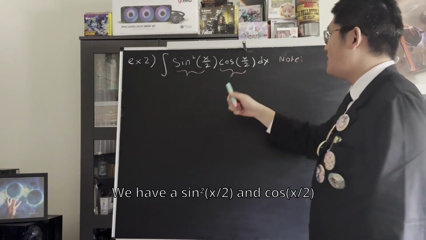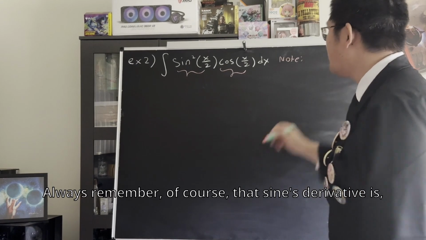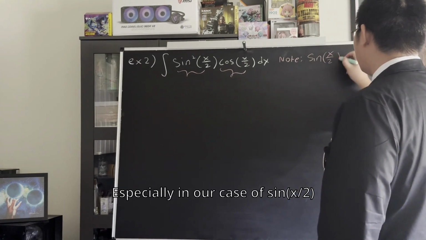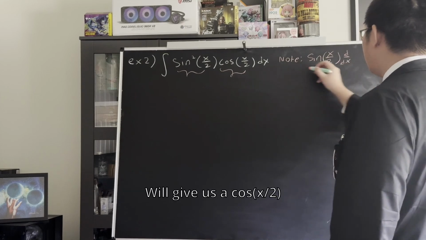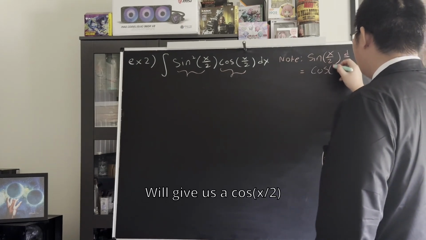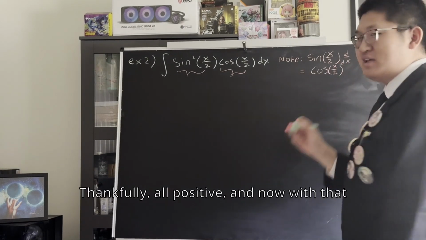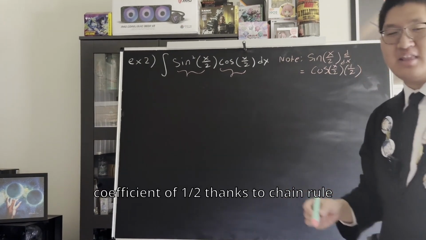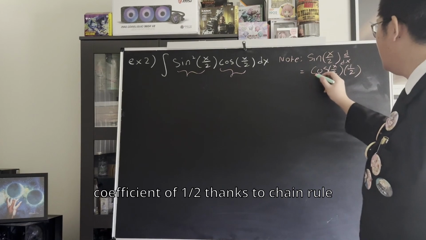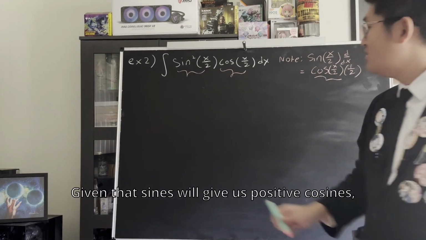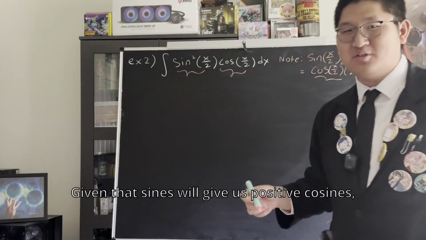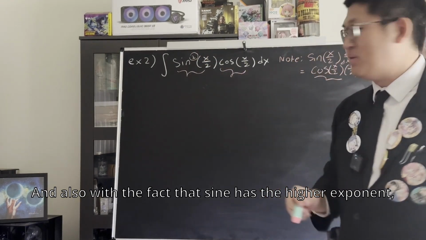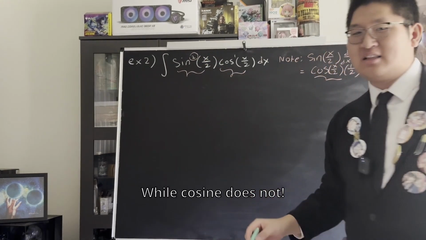We have a sine squared and a cosine. But always remember, of course, that sine's derivative, especially in our case of x over 2, will give us a cosine of x over 2. Thankfully, all positive, and now with that coefficient of 1/2 thanks to chain rule. This should be quite helpful, given that sines will give us positive cosines, and also with the fact that the sine has a higher exponent while cosine does not.